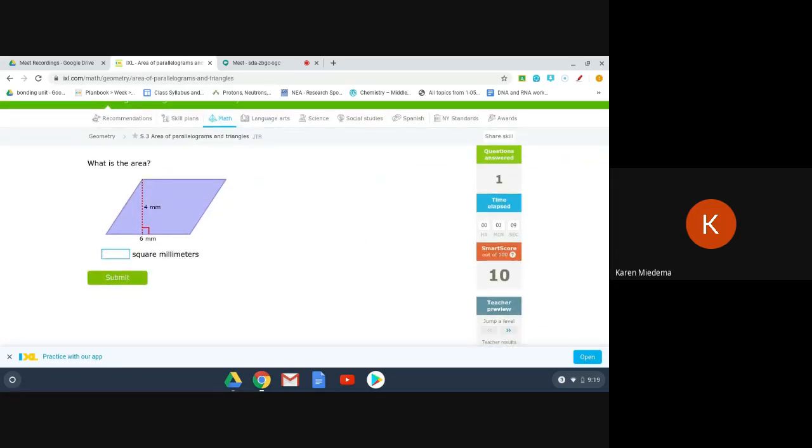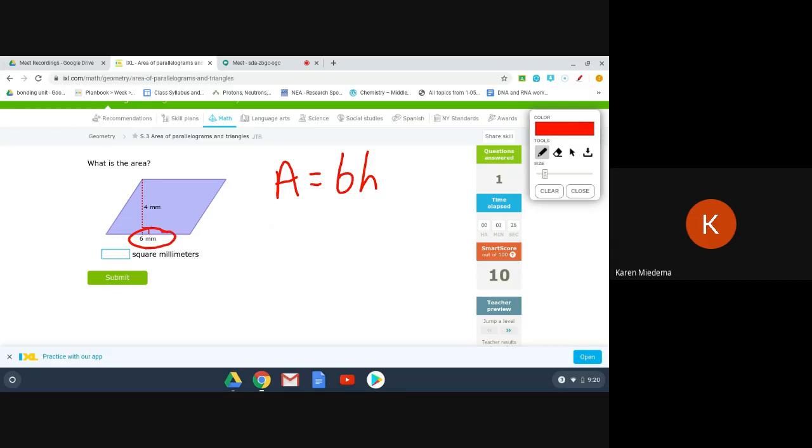Okay, the next one is a parallelogram. So the formula for the area of a parallelogram is area equals base times height. Once again, we typically think of the base as the bottom number. Now notice that the height is straight up and down. It's perpendicular to the base. Perpendicular, it forms a right angle. So that's the measurement we need for that.